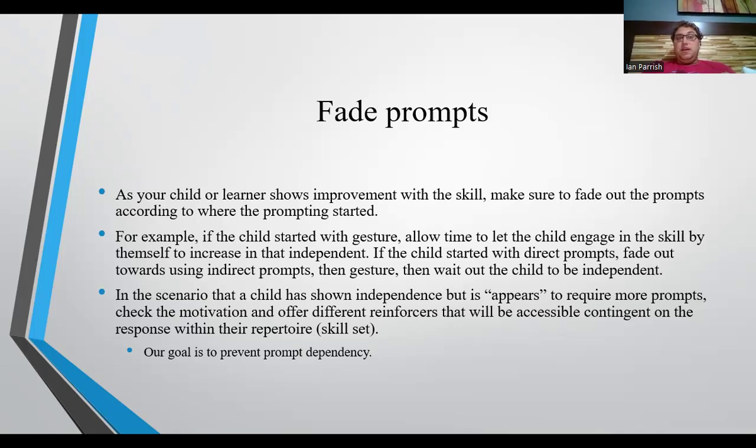Another example is putting on shoes. If they know how to put on their sandals by themselves, hey, you know how to do it by yourself. Oh, we're going outside. Well, gotta get your shoes on. Those natural presentations of contingencies, you want to go outside, you gotta get your shoes on, can motivate them. So again, always check the motivation if it seems like they're regressing with their skill set.